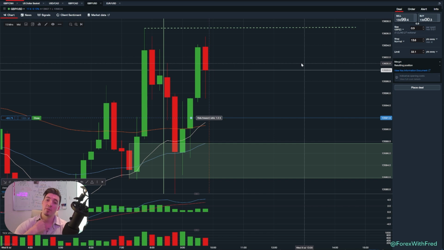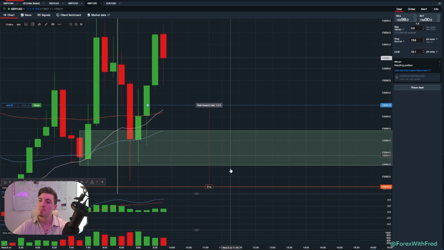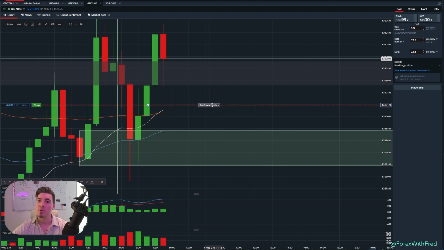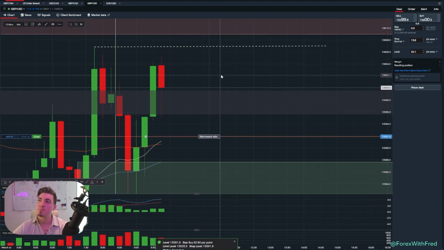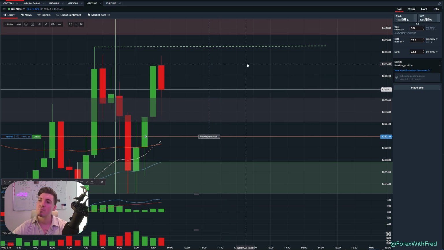I'm hoping the next candle is green. If it's not, I'm gonna have to exit this trade. Just bringing my stop to break even. Let's go green.